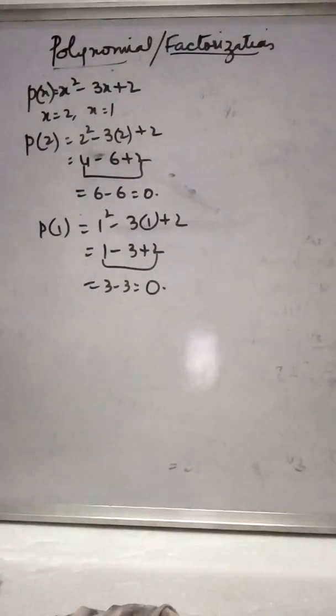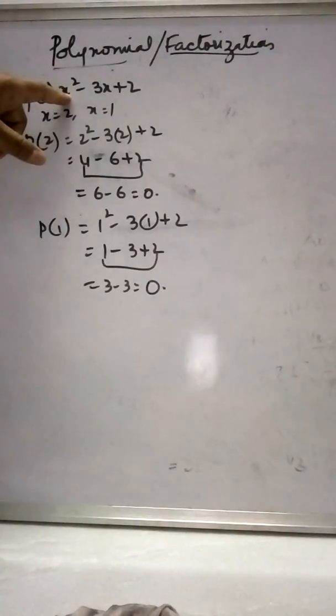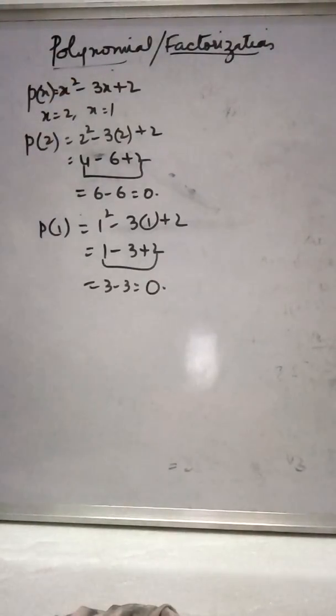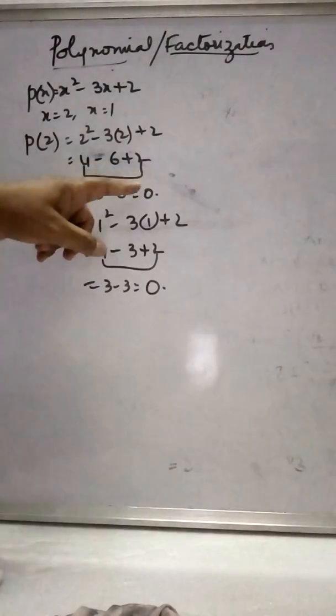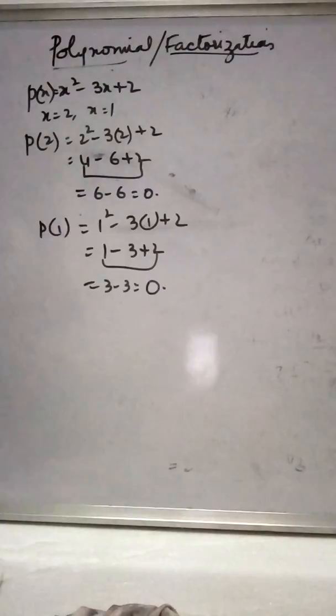So now see, with this we can say that the given polynomial is a quadratic polynomial because the degree of the polynomial is 2. So with this I can say that the quadratic polynomial has 2 zeros. Okay, 2 and 1. So I can say that 2 and 1 are both the zeros of a quadratic polynomial.